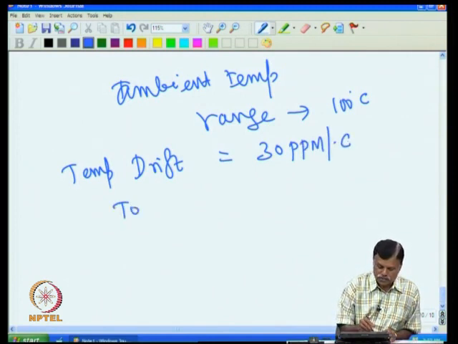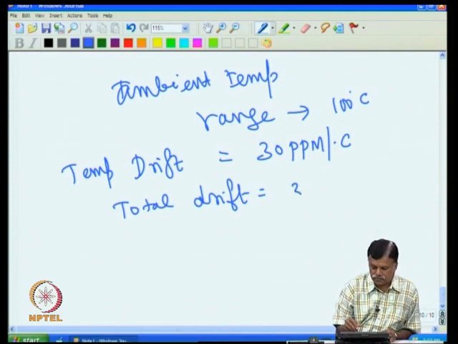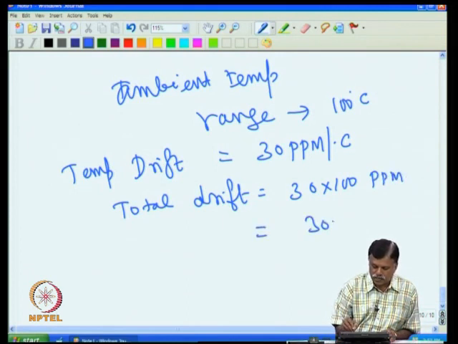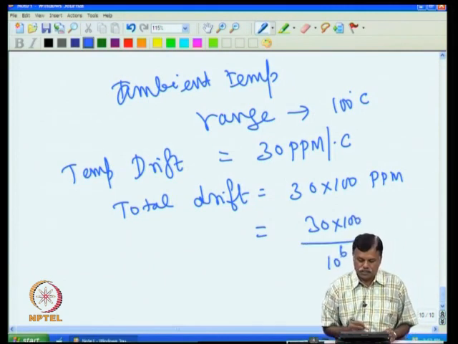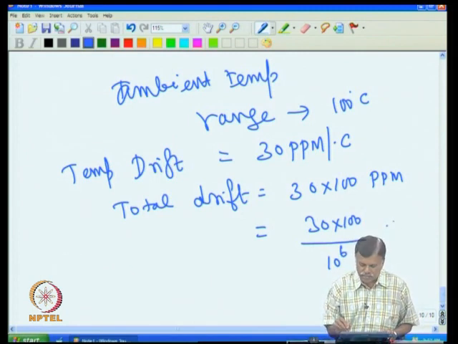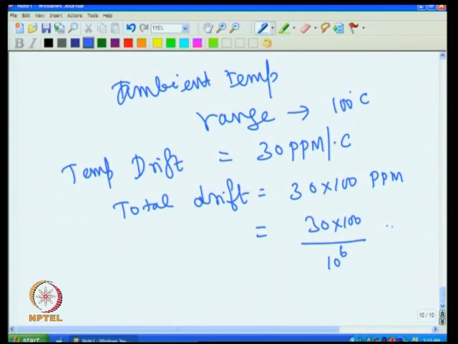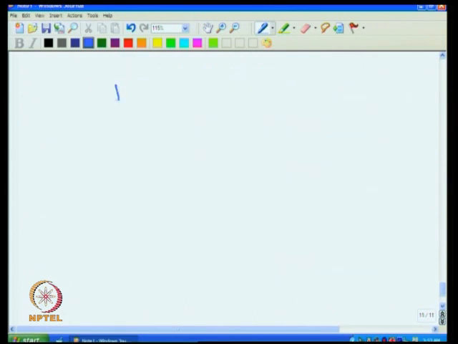So total drift will be 30 into 100 ppm. ppm means 1 in 10 power 6. That many parts it can change, but the original voltage is 2.5 volt. So for 2.5 volt, what will be the change? I will see the total change for 2.5 volt.